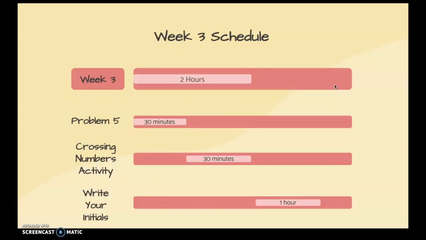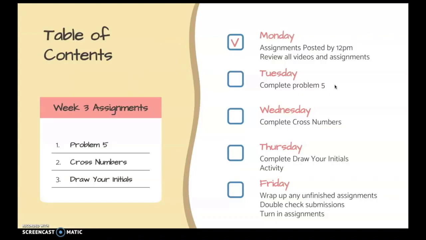Now, your time breakdown for this week is that you have about 2 hours of work. Problem 5 should take you about 30 minutes. The number crossing activity, probably about 30 minutes. And then writing your initials, probably about an hour. The way you can break down these assignments for the week is that today everything is posted by noon. You can review all of the videos and assignments, and then tomorrow complete problem 5. Wednesday do the cross numbers. Thursday complete your draw initials activity, and then Friday wrap up any unfinished assignments, double check your submissions, turn in those assignments, and call it done for the 1920 school year.